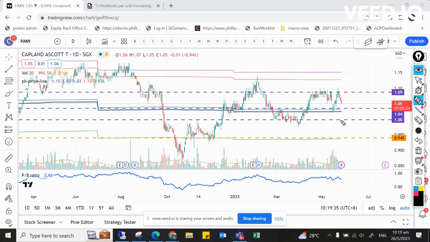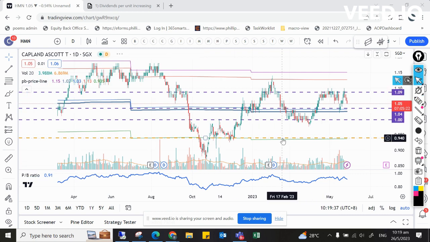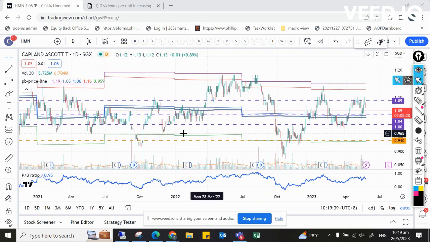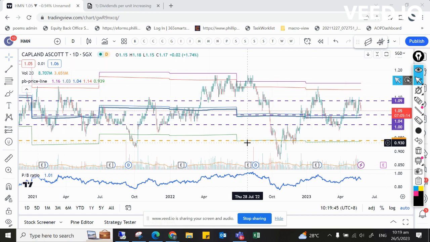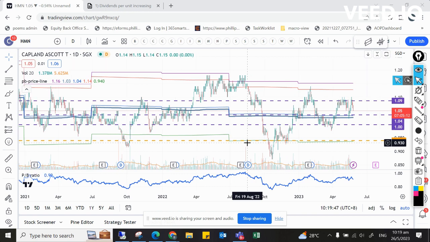It is a red flag because it has been respecting the one standard deviation below. Look at this, it has been respecting it. Go down a bit, come back up, fine. I am more than happy to take it at around the 94 cents. So this is how we can plan our trades on this CapitaLand Ascott Trust.